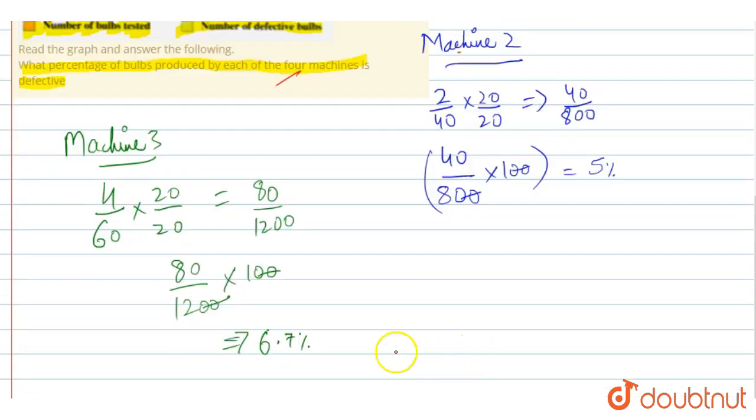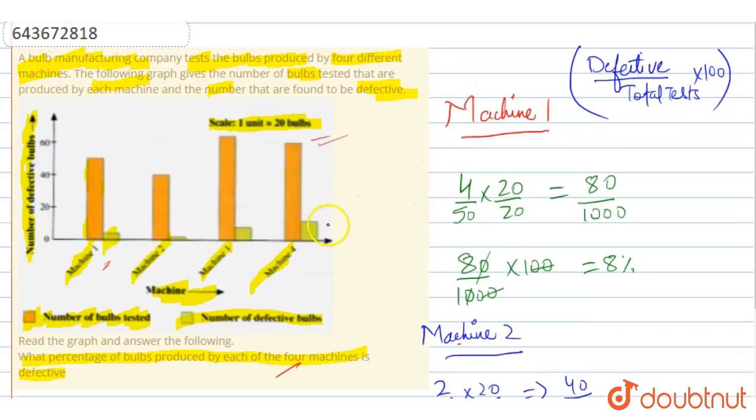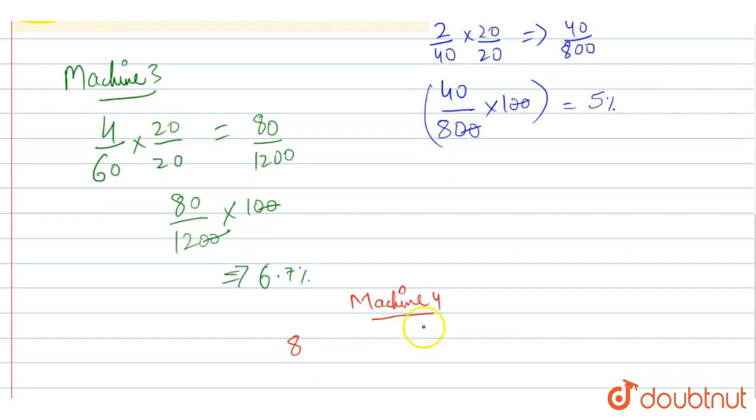Let's come to the last subpart, which is machine number 4. Let's see what machine number 4 is doing. In total, 8 units are defective and 50 are tested. So 8 defective bulbs out of 50 according to the graph, and 1 unit stands for 20, so this will be equal to 160 upon 1000.